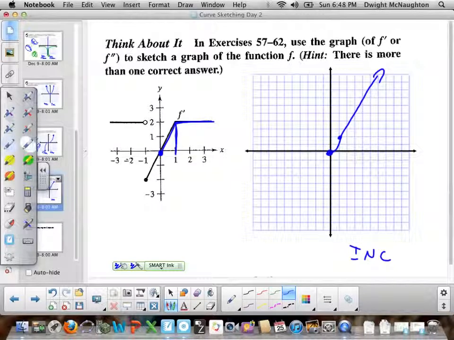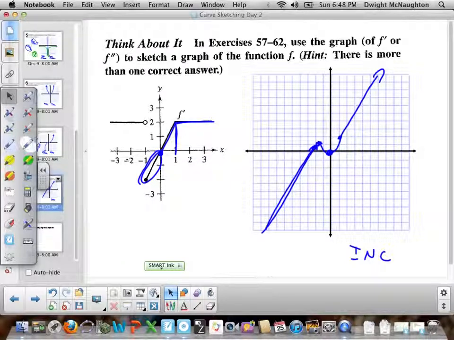All right, right here, we're decreasing. Concave up. Still 1. And it's linear afterwards. Linear with a slope of 2. There we go. That's one possible F. And again, to get other ones, you shift it up or down.